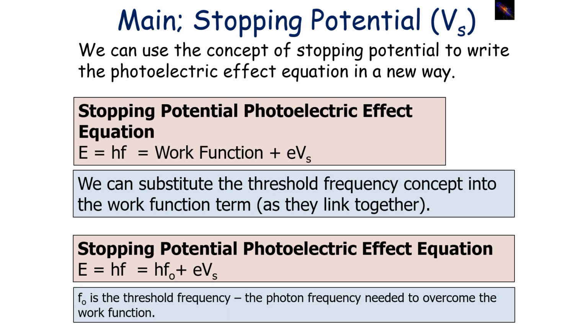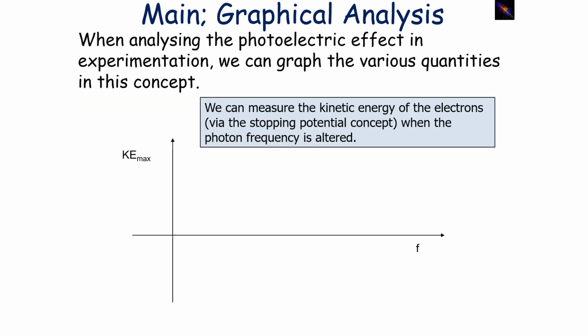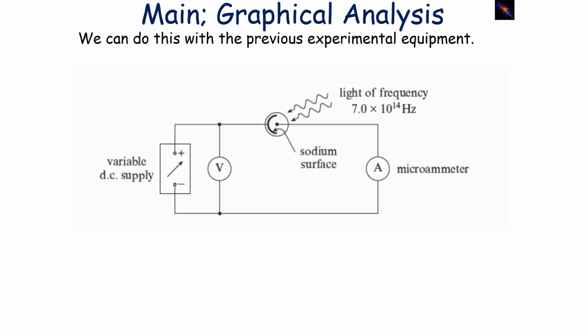Now if we wanted to as well, we could also state that the work function is h times f0, where f0 is the threshold frequency. Now when analysing the photoelectric effect, we can do this with an experiment and graph various quantities. So what we want to do is measure the kinetic energy of the electrons via the stopping potential concept and alter our photon frequency. So you can do this with the following equipment.